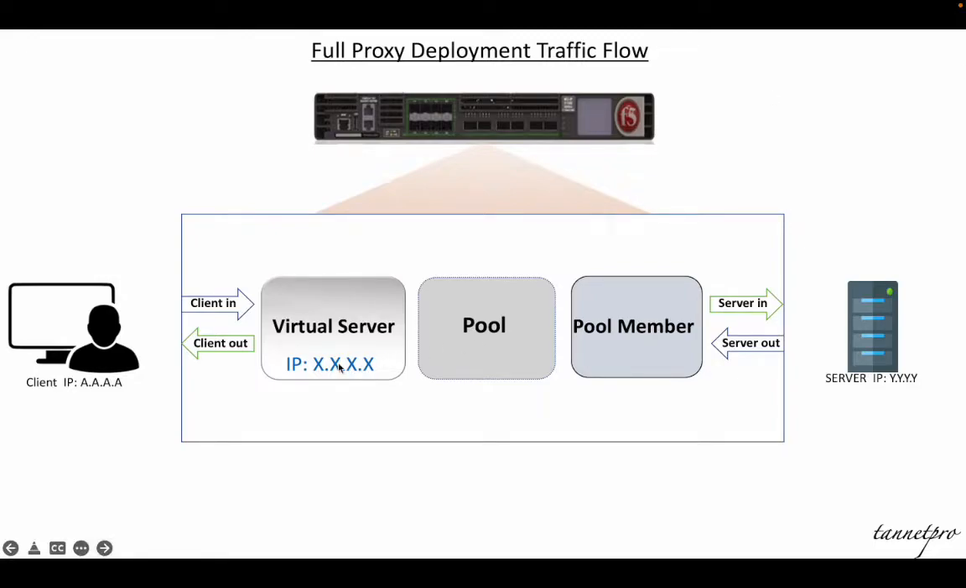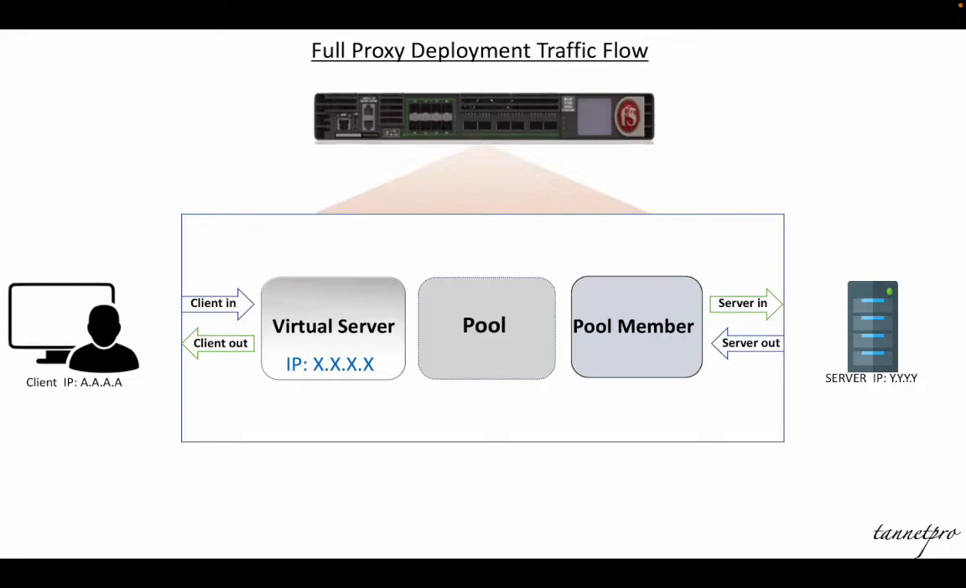Here I have given one example for the client, which comes with the IP address AAA, so that it is easier to understand. I have not given any example of a specific IP. On the right-hand side you have the server, and for the server IP I have given the example YYY. This deployment is considering the full proxy mode deployment, or one-arm deployment as many people say.